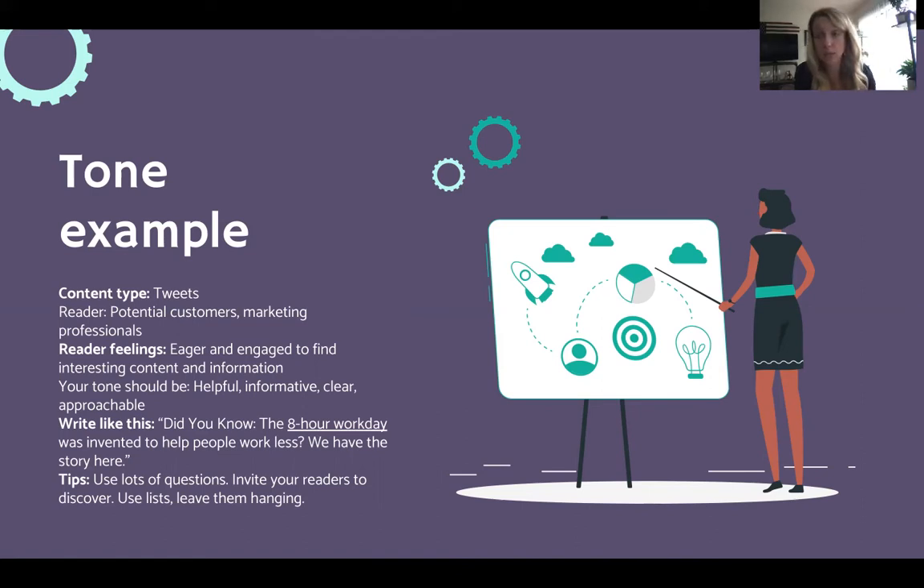Another thing that social media loves, lists. So top 3, top 10, number 1, things like that. And then really leave folks hanging if you're trying to drive them to the next space. So what is today's top soda flavor? We can tell you in this short list, and then directing to a blog. So use lots of questions, invite your readers to discover more information about your brand.